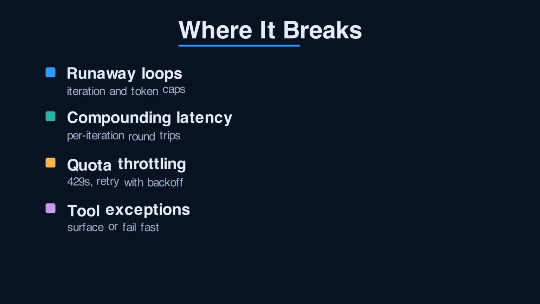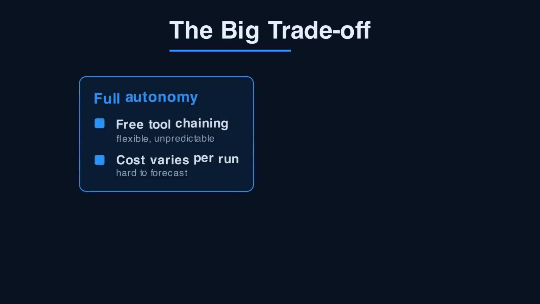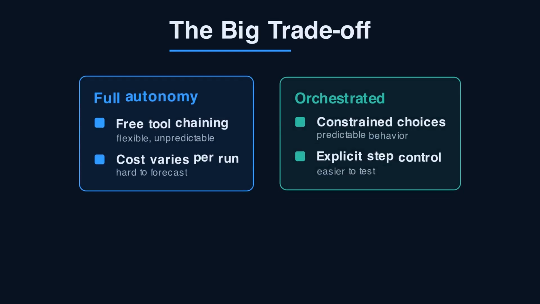And tool errors. If a plugin throws, decide whether to surface the failure to the model or fail the request outright. The core architectural decision is autonomy versus control. Full automatic function calling lets the model chain tools freely, which is flexible but unpredictable in cost and behavior. The alternative is a structured approach, where you constrain the model to choose from a required set, or you orchestrate steps explicitly in code and only use the model for the reasoning at each node.